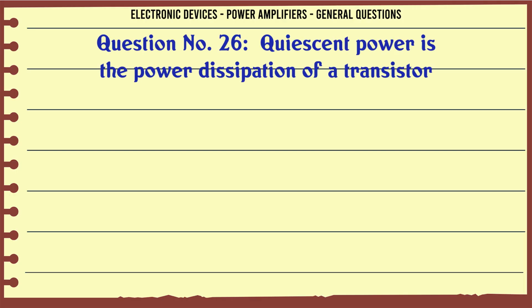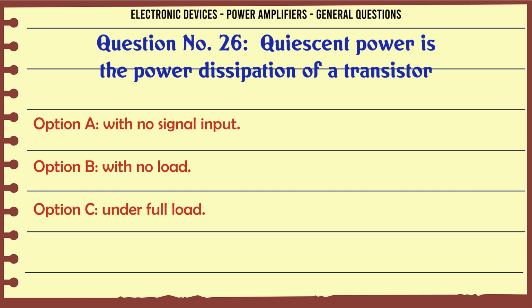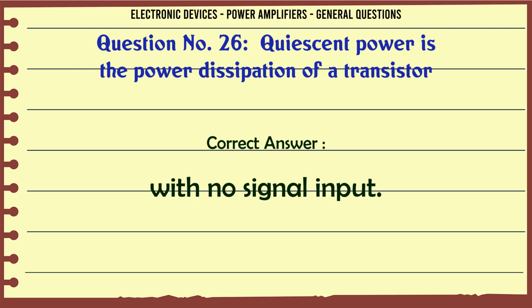Quiescent power is the power dissipation of a transistor A: with no signal input, B: with no load, C: under full load, D: along the DC load line. The correct answer is with no signal input.